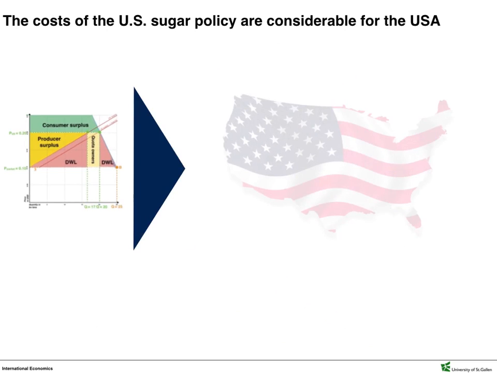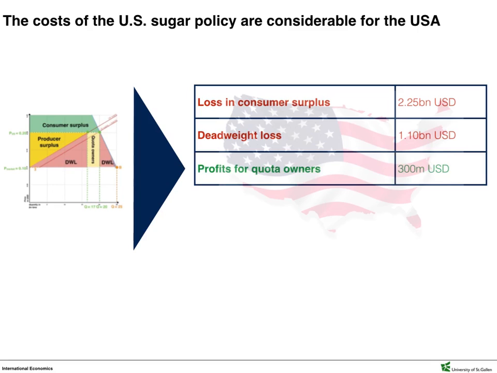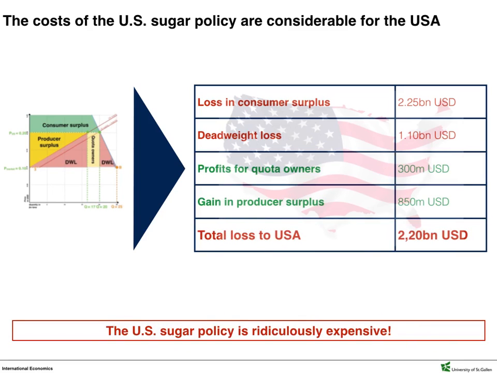Finally, calculating the financial outcome from the input data, we can see the following: a loss in consumer surplus and the deadweight loss, profits for quota owners, and the gain in producer surplus. But that altogether can't avoid piling up a total loss to the USA of $2.2 billion. Clearly, the program must be evaluated in conjunction with the benefits of job protection measures, national security, and whatnot. But one can actually see that it's very, very expensive.